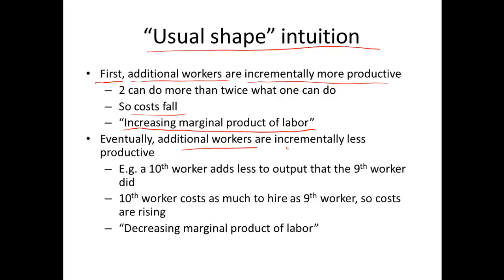Eventually, however, additional workers become incrementally less productive. Suppose they start bumping into each other and getting in each other's way, then a 10th worker would add less to output than the 9th worker did. But a 10th worker costs as much to hire as the 9th worker did, and that means that incremental costs are rising. And so that later region, with higher levels of output and labor, is the region of decreasing marginal product of labor. Under these assumptions about how the world works, we get standard shaped cost curves of the sort I'll show you on the next few slides.